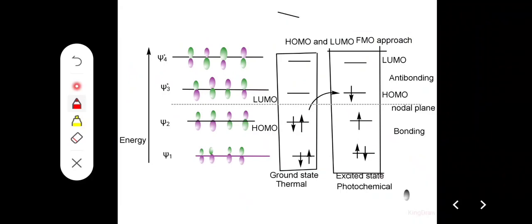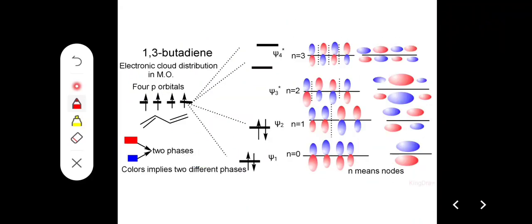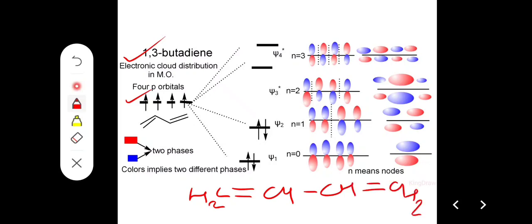Now we consider 1,3-butadiene, the electron cloud distribution in molecular orbitals. As we know, it has the structure CH2 double bond CH, single bond CH double bond CH2. So there are 2 pi bonds and 4 p orbitals, giving 4 electrons in the orbitals. This is the structure.